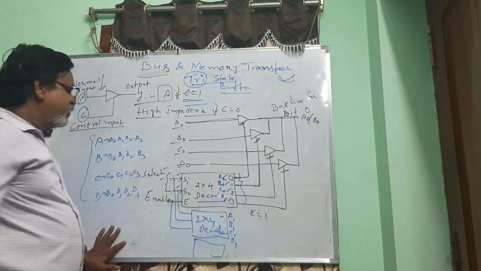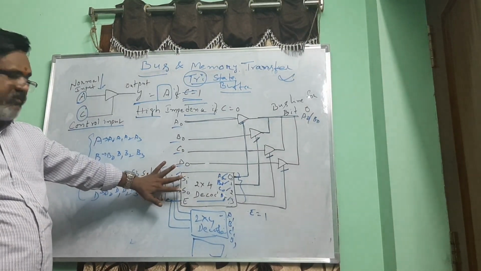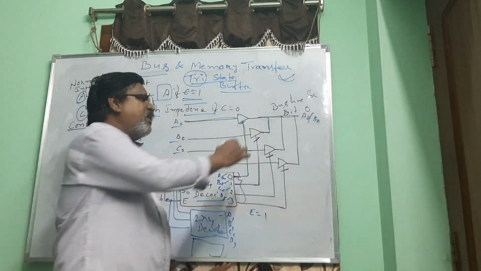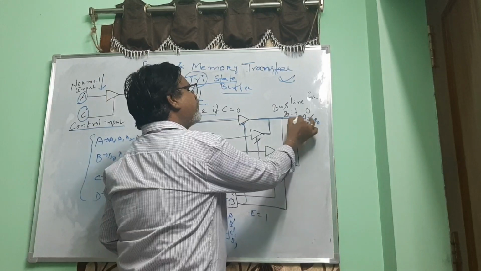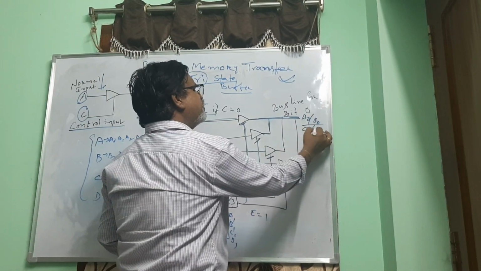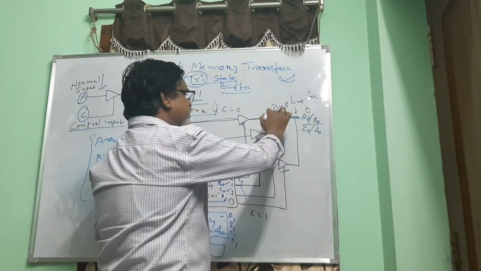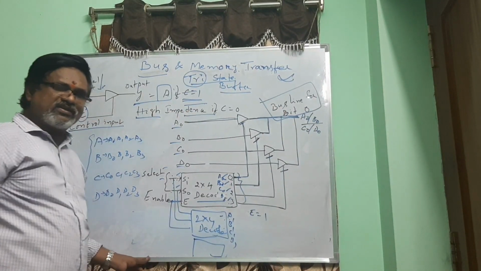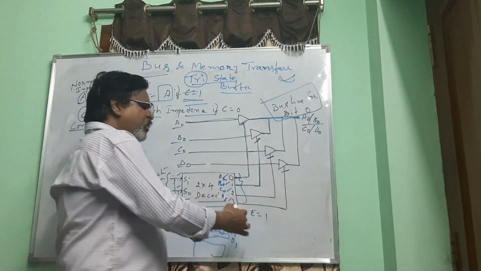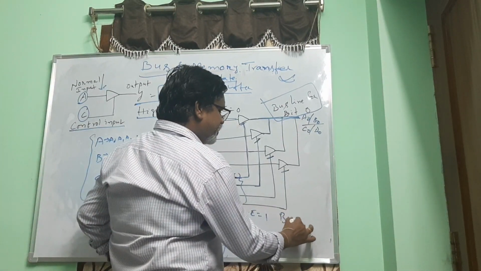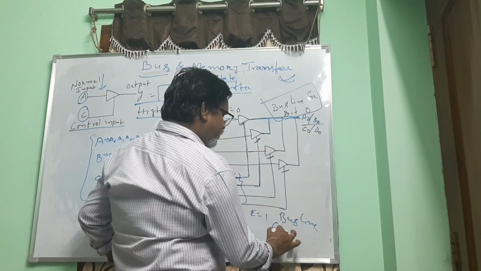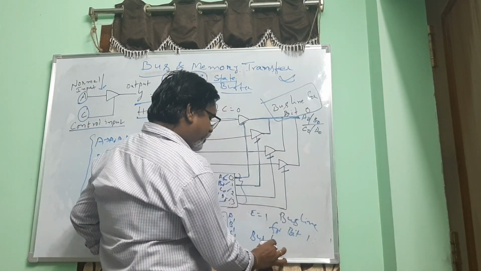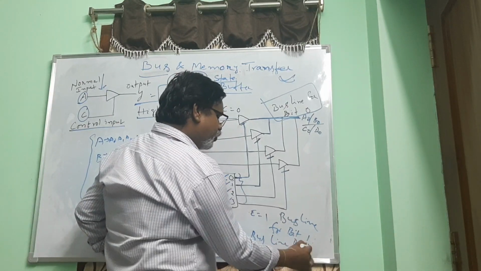So every time based on the S0 S1 value, either A0 or B0 or C0 or D0 will be selected, and that output will be given to here. So this structure, again I am repeating, is a bus line for bit 0. Like this, you have to construct a bus line for bit 1. Next you have to draw a bus line for bit 2 like this.